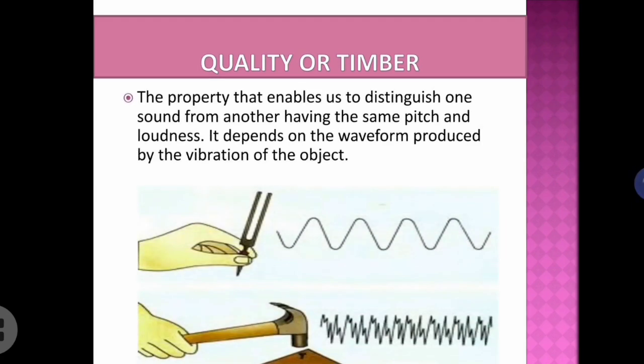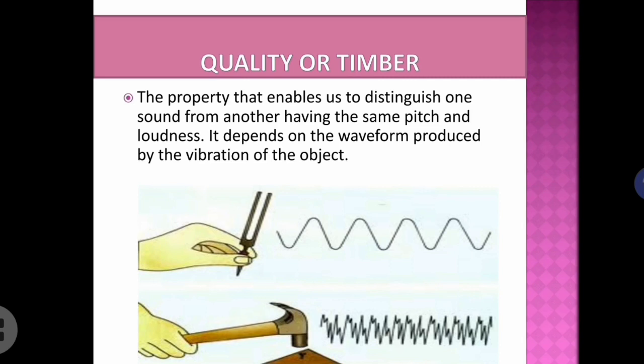Next property is the quality or timbre of the sound. This particular property helps us to distinguish the source of sound from another source having the same pitch and loudness. Understood? That means you will be able to identify the sounds of your friend or your mother, father, relatives, etc. without seeing them. Or we are able to identify which musical instrument is being played even without seeing, just by listening to the sound. This property which helps us to distinguish one sound from the other having the same pitch and loudness is called quality or timbre of the sound.